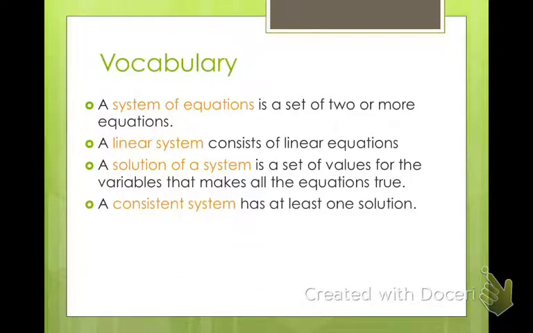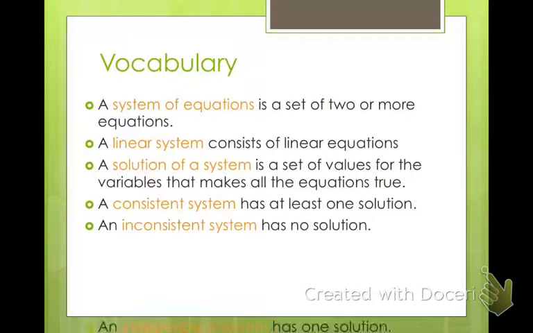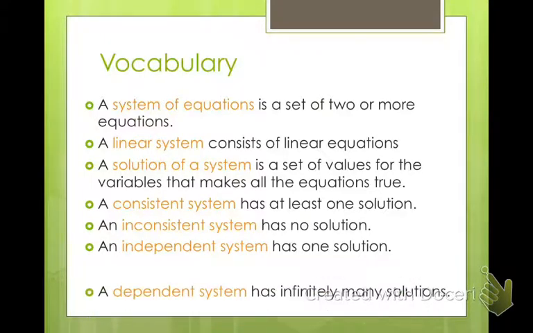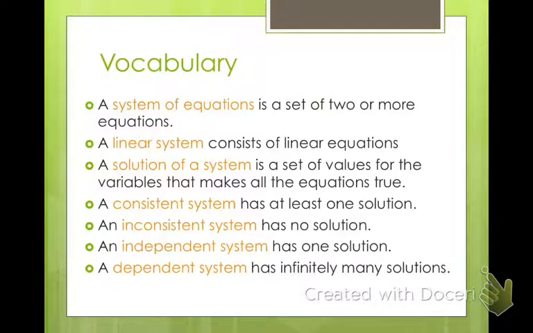Within that, we have a consistent system that has at least one solution. It could have, depending on what you're graphing, 2, 3, infinite. An inconsistent system has no solutions. So these would be like parallel lines. They never cross each other, so there is no solution. And then an independent system has exactly one solution. A dependent system has infinite solutions. So these are going to be lines that are the same.